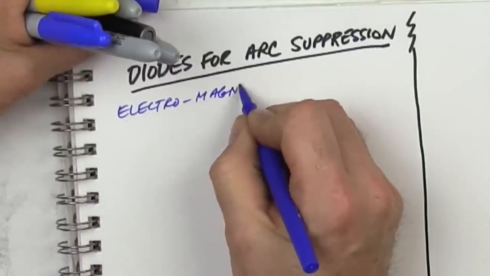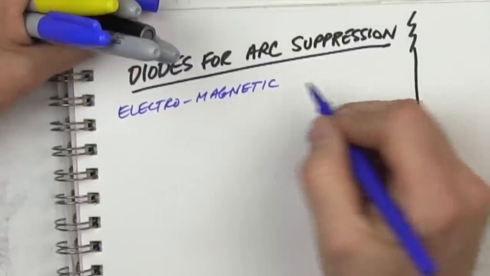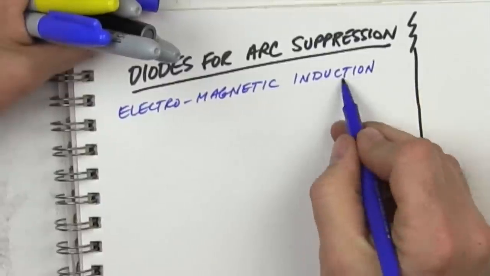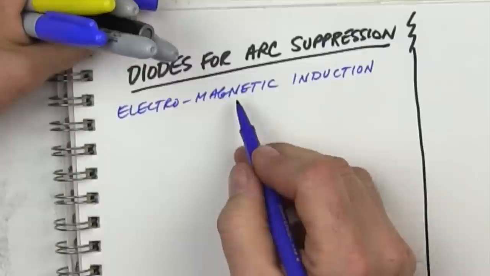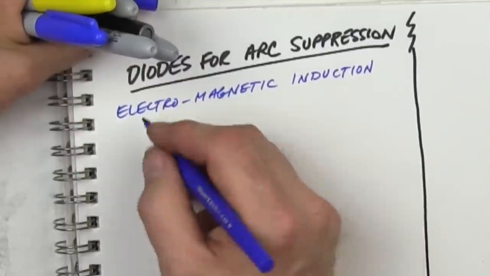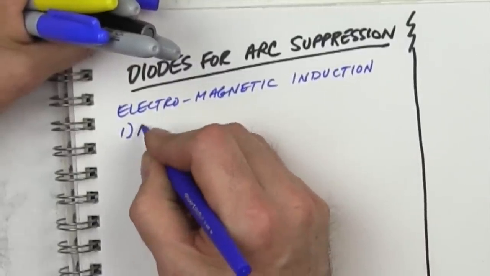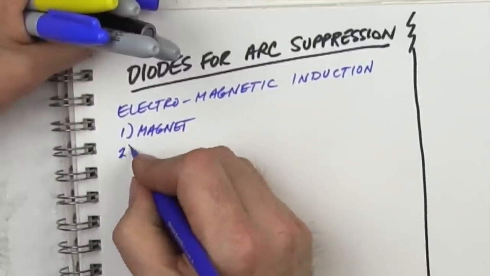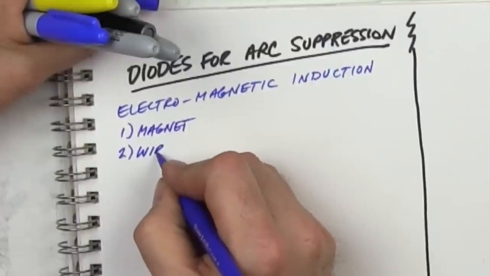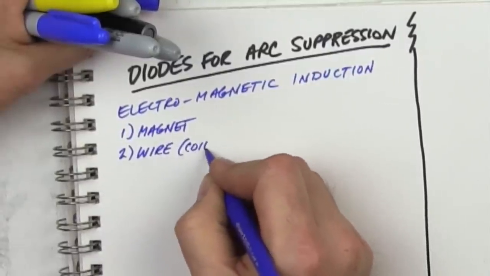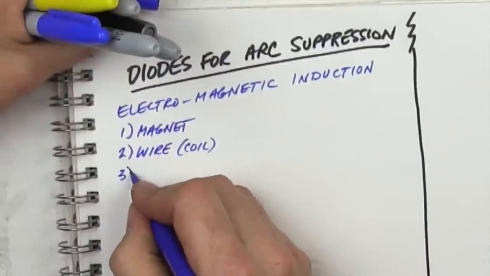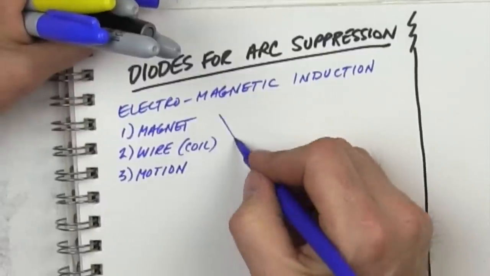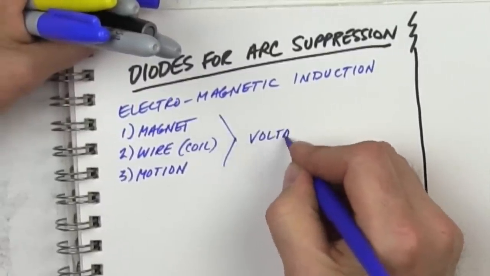Electromagnetic, gotta spell this right, induction. And what that means is we're inducing or putting in a voltage through the use of electromagnetism. And there are three things we need. First thing we need is a magnet. That's pretty obvious. The second thing we need is wire, usually in the form of a coil, not necessarily, but usually. And the third thing we need is motion. And you put these together in any form, you get voltage, okay?